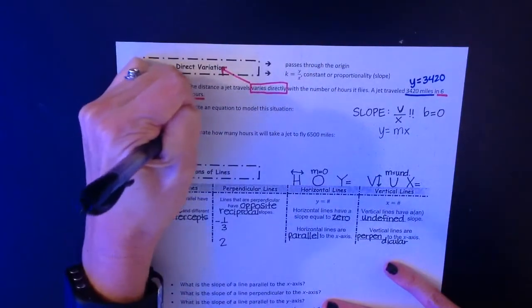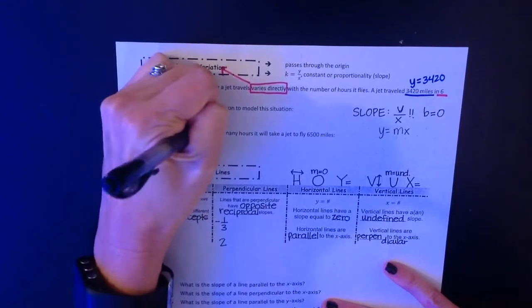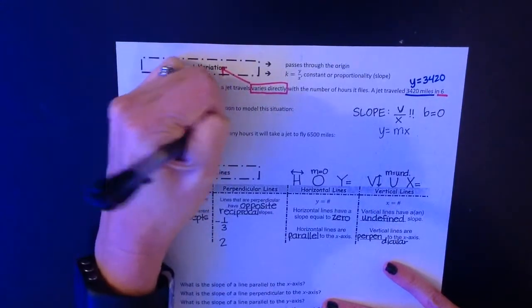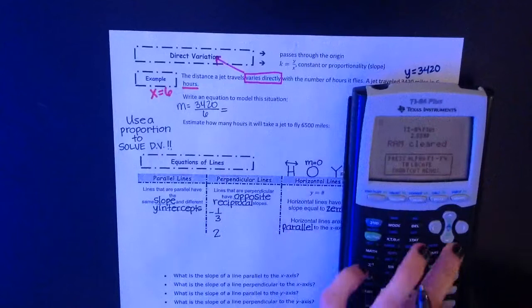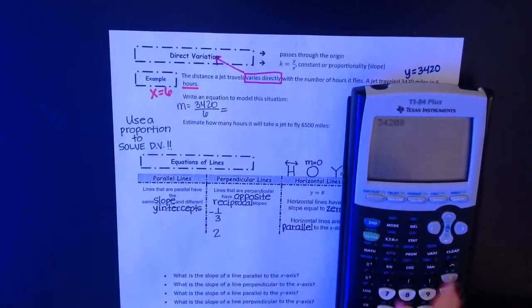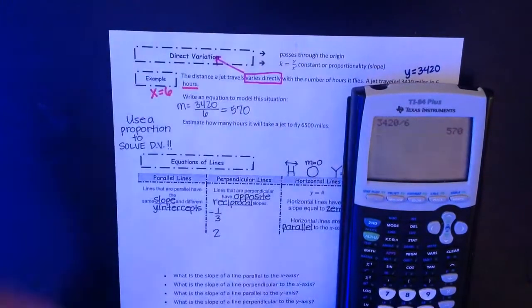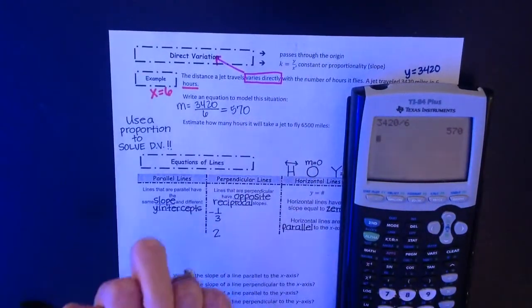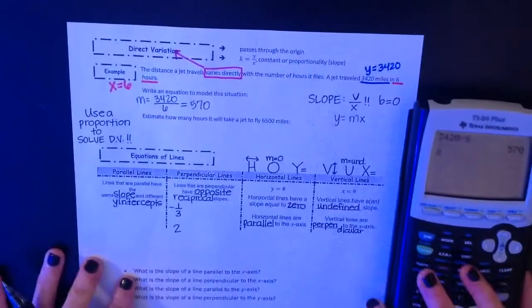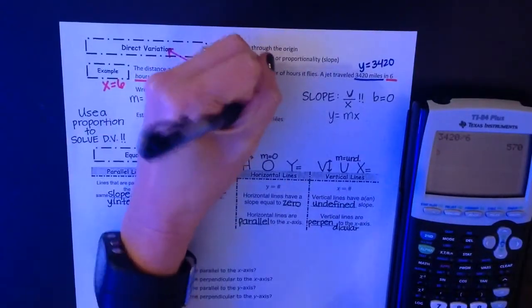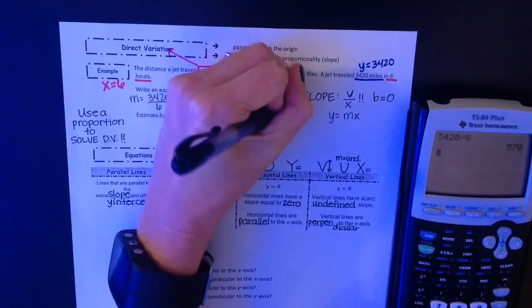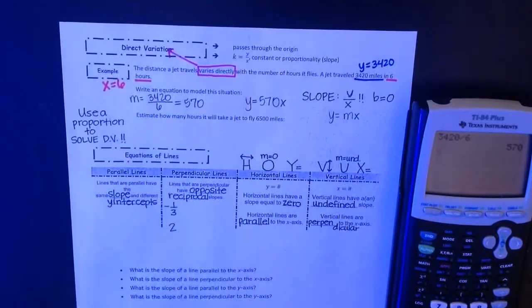So now if I want to find my slope, my m, it's going to be y divided by x, 6. So let me get my calculator here and clear the memory. So if I do 3,420 divided by 6, my slope is 570. If I got a decimal, I would just change it to a fraction, okay? So my equation is going to be y equals 570 times the value of x, and that's going to tell me how many miles I travel.